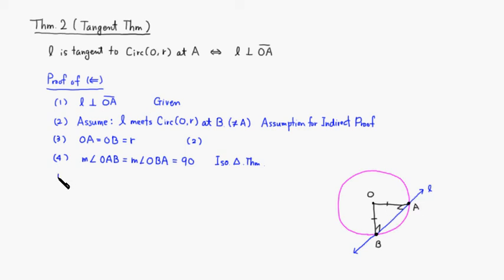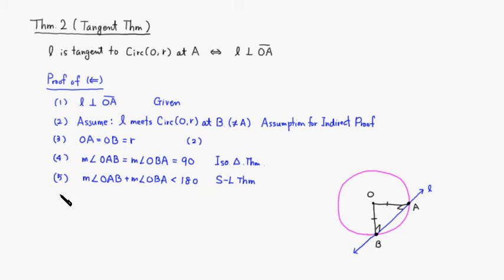So 5. If you add up the measure of angle OAB and the measure of angle OBA, it is supposed to be strictly less than 180. This is coming from the Saccheri-Legendre theorem.